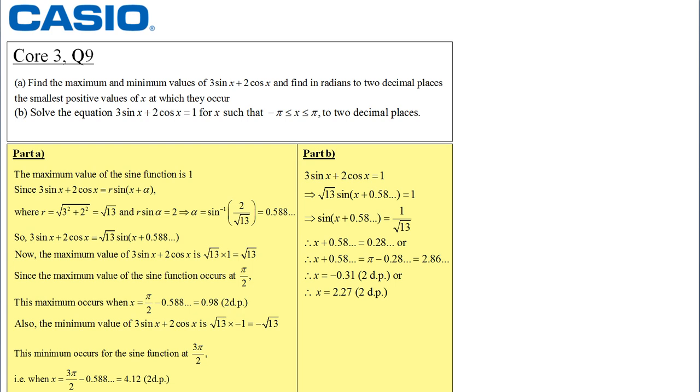In question 9, part A, I need to find the maximum and minimum values of 3 sin x plus 2 cos x and the smallest positive values of x at which they occur. You can see the mathematics below, but I'm going to use my graphical calculator to help confirm this.